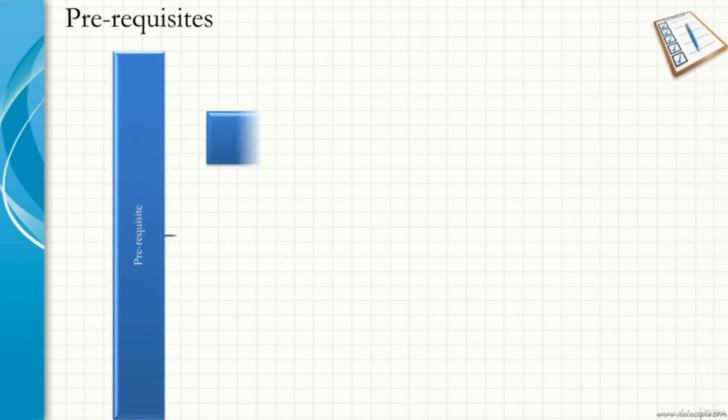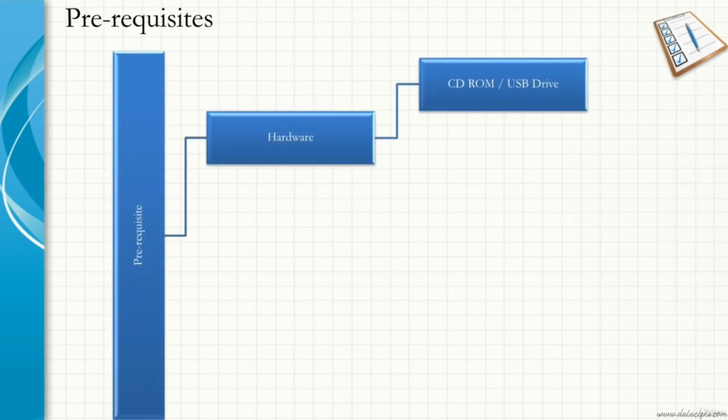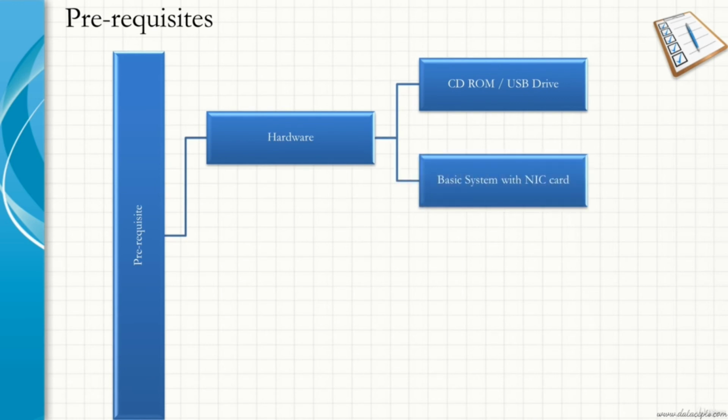Prerequisite for basic Linux installation. Irrespective of the distro that you are trying to install, following components are required. One is hardware, where you need a CD-ROM drive or a USB drive, and basic system with NIC card. This is an additional advantage if you want to update the system during the installation process itself.